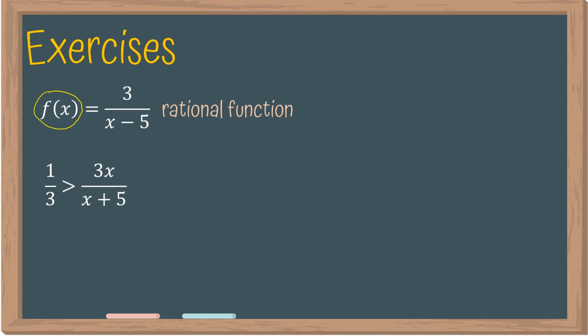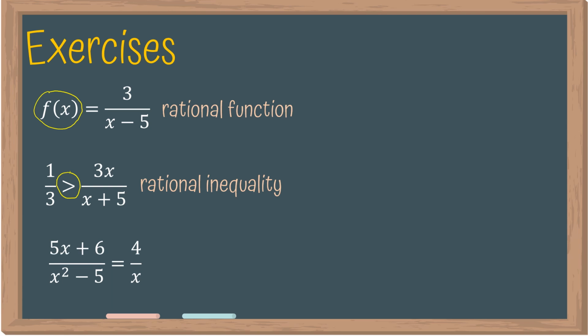Next, we have 1 over 3 is greater than 3x over x plus 5. As you can see here naman, we make use of the inequality symbol greater than. Of course, for this one, it is a rational inequality. Third, we have 5x plus 6 all over x squared minus 5 is equal to 4 over x. So what do you think of this one? Of course, this will be a rational equation since we make use of the equal sign.